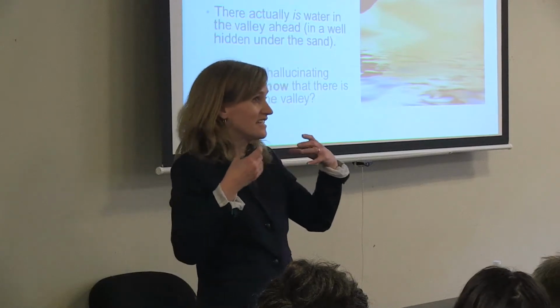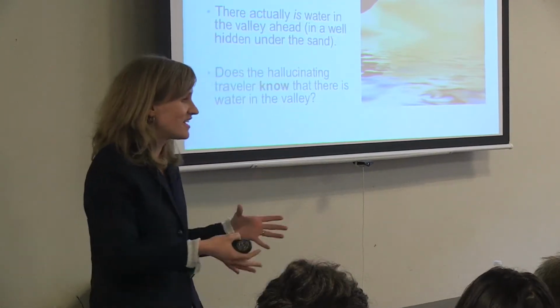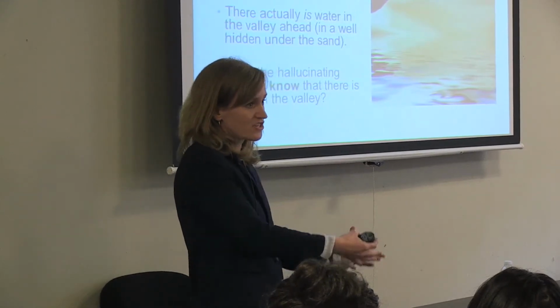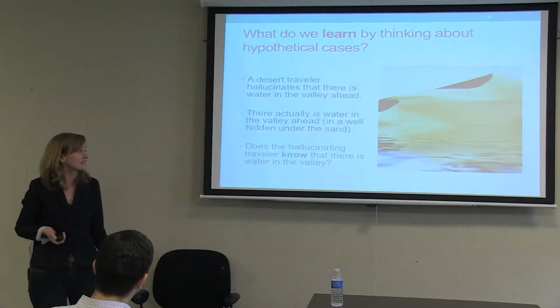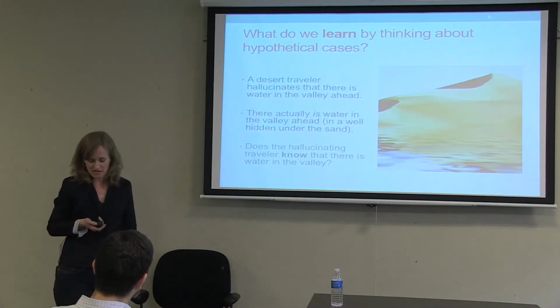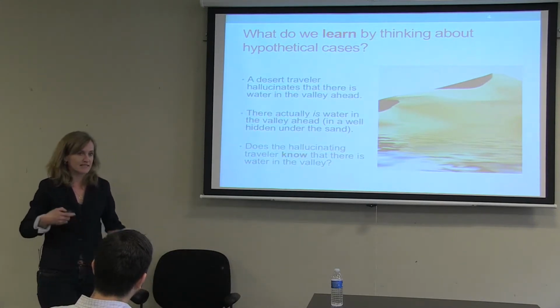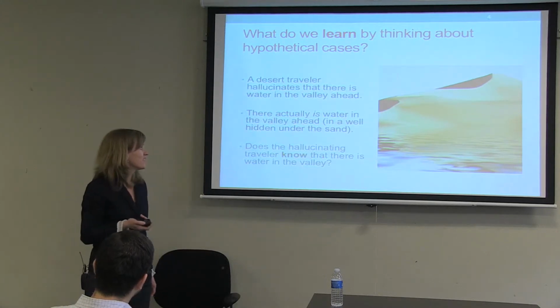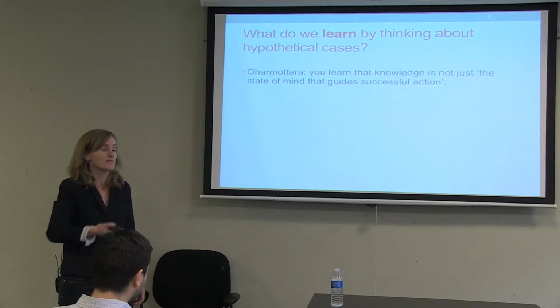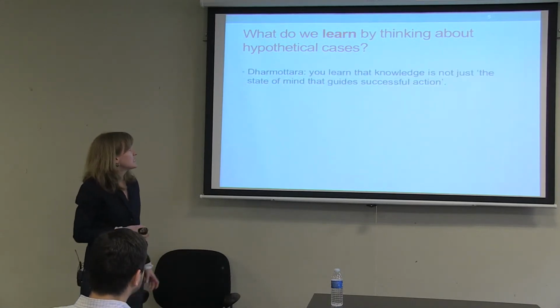Let's say he does go down into the valley and then he finds the water. So that was a mental state which ends up supporting successful action for him. He wanted water and he got some. But did he know? And Dharmottara feels that he didn't. And those of us who are familiar with the Gettier case tradition may recognize this as a Gettier case. Dharmottara actually has a number of fabulous ones.